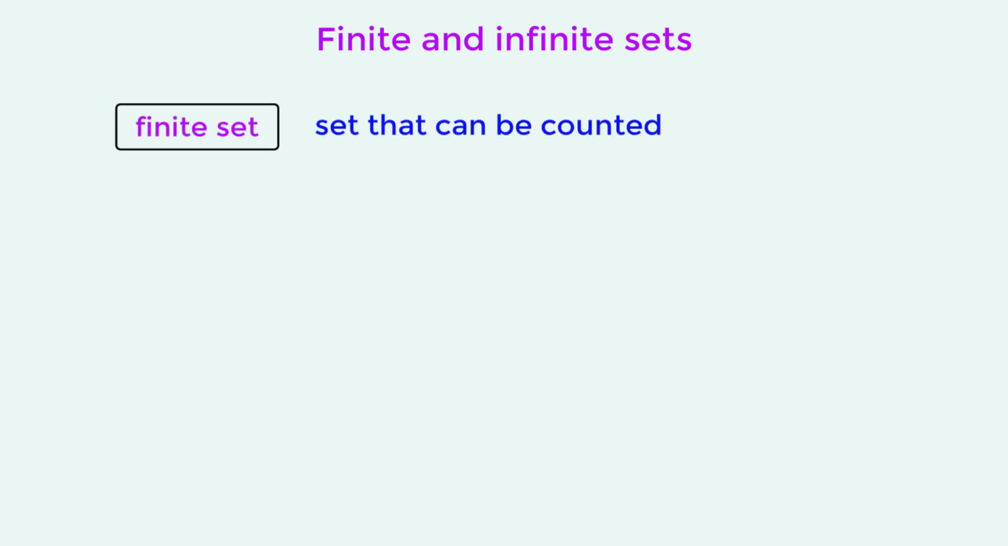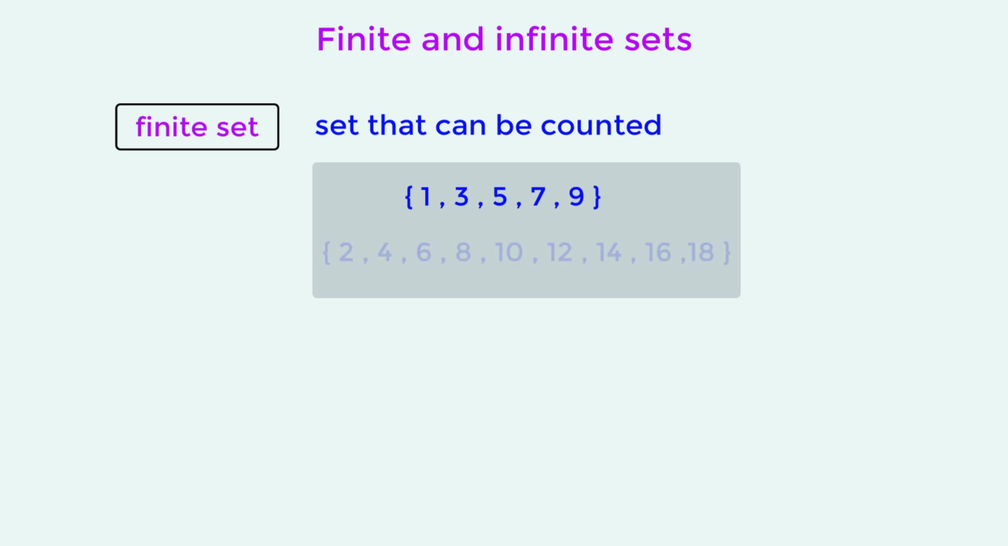Finite and infinite sets. Sets can be finite or infinite. A finite set is a set that can be counted. That is, there is a limit to the number of elements in the set. For example, a set containing all the odd numbers less than 10. A set containing all the even numbers less than 20. Here we can count the elements in both sets. Hence, both sets are finite.